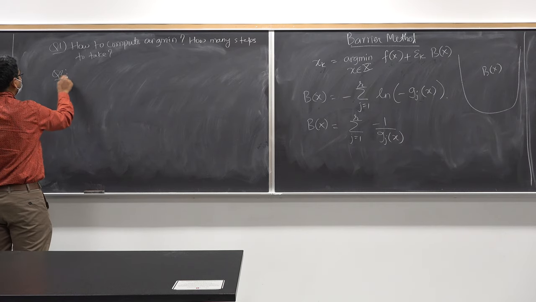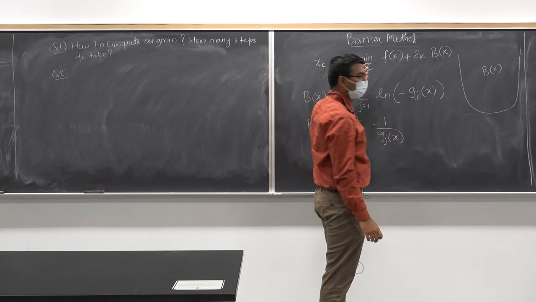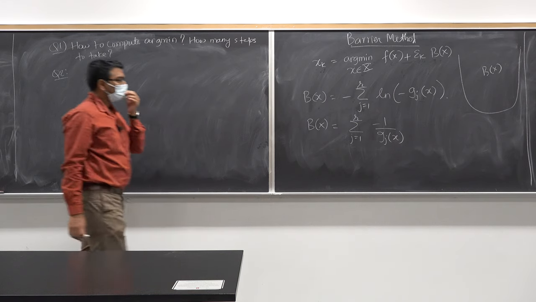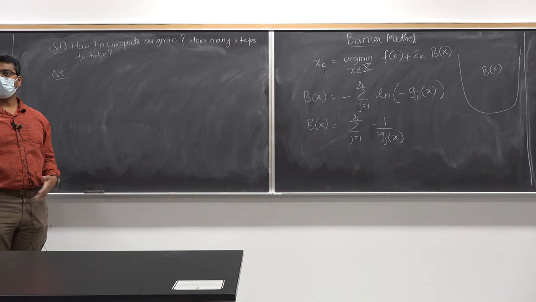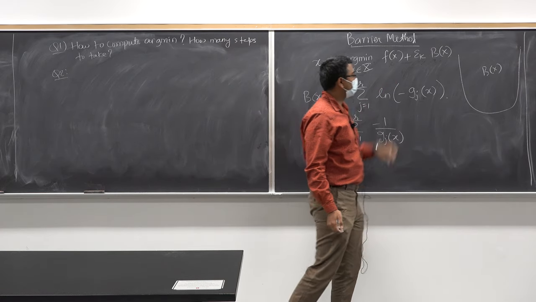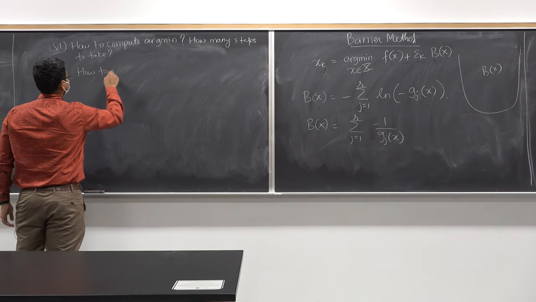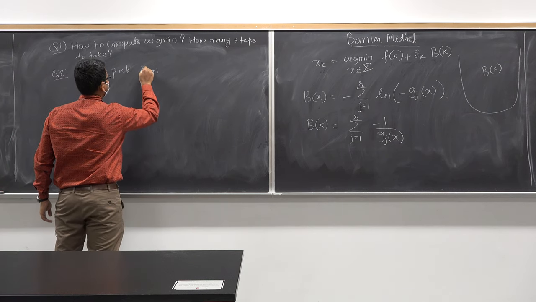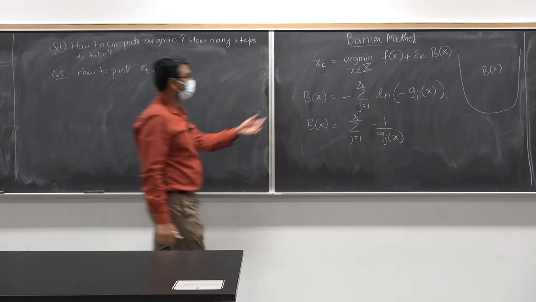Question number two is, now I have computed for epsilon naught, I have taken a few steps, I have computed an approximate argmin. How should I change? What should my epsilon 1 be? Should it be half of epsilon naught? Should it be 0.9 of epsilon naught? Or should it be 0.1 of epsilon naught? I don't know. So question two is how to pick epsilon k plus 1. These are the two questions that we need to answer in order to be able to run this barrier method.